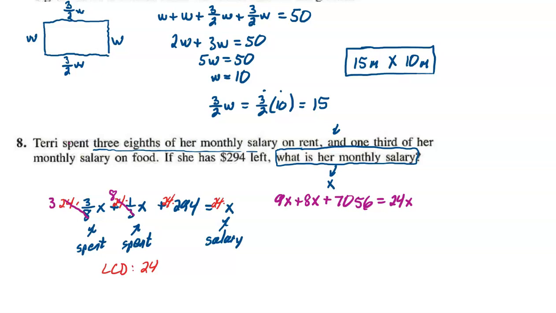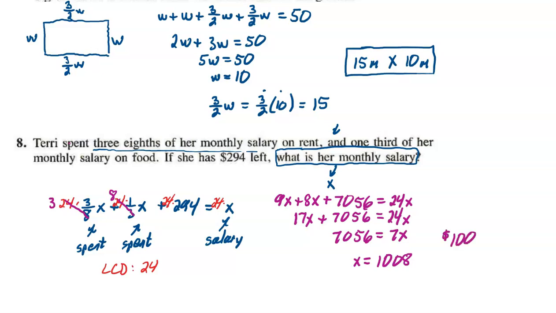We can combine like terms on the left, 17x. Now subtract 17x from both sides. That makes 7x. Now divide by 7 on both sides. We get 1,008 for the value of x. The question asks, what was her monthly salary? We represented that with x, and now we know an answer for x. So her monthly salary is, in money, $1,008.